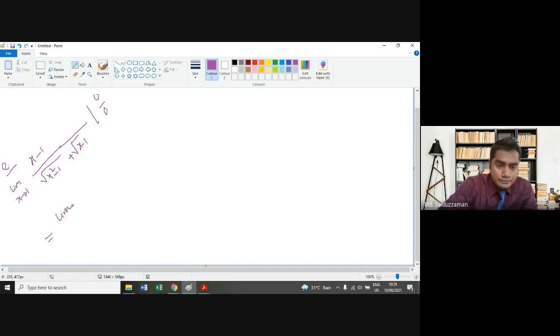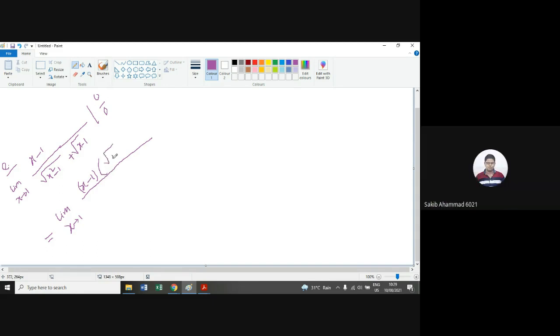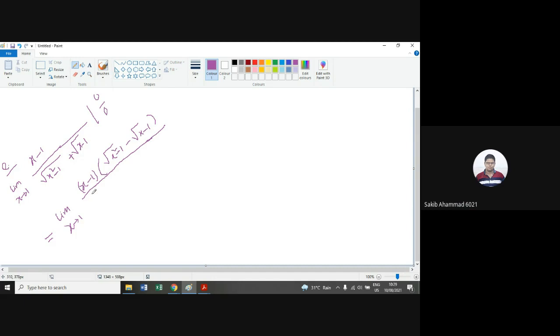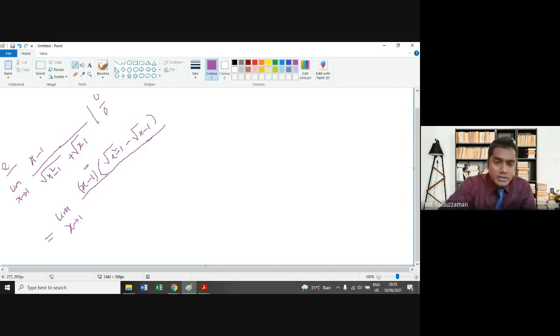Limit x tends to 1. I'll multiply x minus 1. So tell me how I will multiply this. Into what? Square root of x squared minus 1 minus square root of x minus 1. And in the below part, I will write down in a single line, that is x squared minus 1. If you don't mind. Possible? Yes, sir.